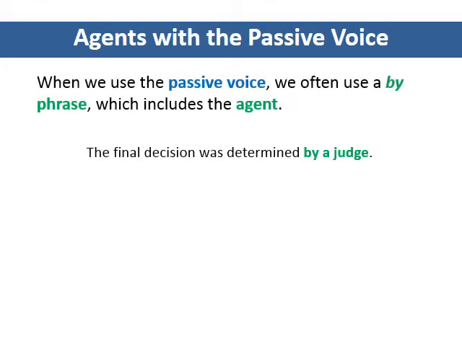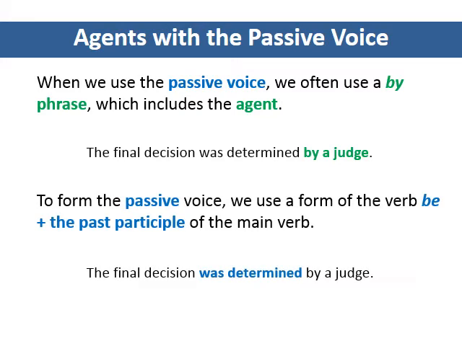Agents with the passive voice. When we use the passive voice, we often use a by phrase, which includes the agent. A by phrase is simply a phrase that begins with the preposition by.